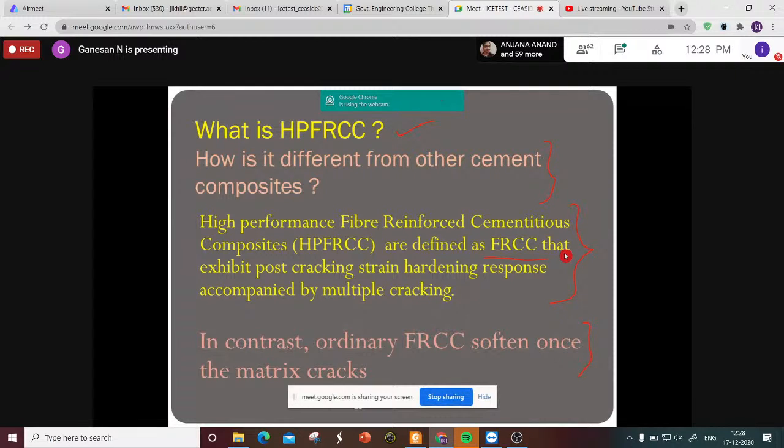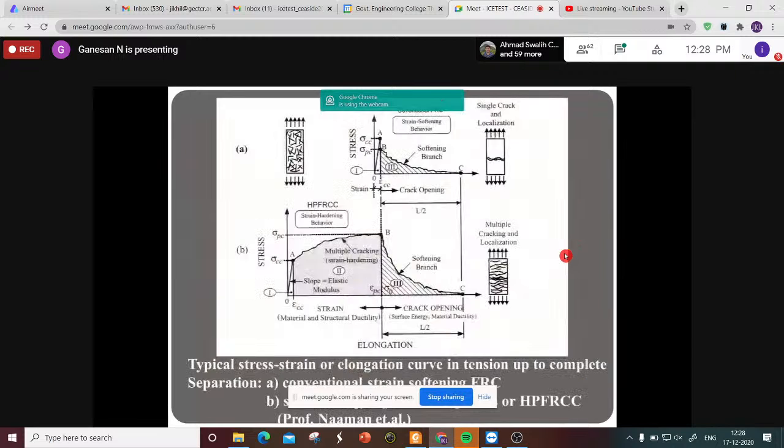But in the case of HPFRCC, even after the multiple cracking, the strain hardening property will be exhibited, something similar to that of steel. Okay, so let us look into the figure. This is an ordinary FRCC, a fiber reinforced concrete which is subjected to tension. There is a tension we are applying here, and the tension is applied here.